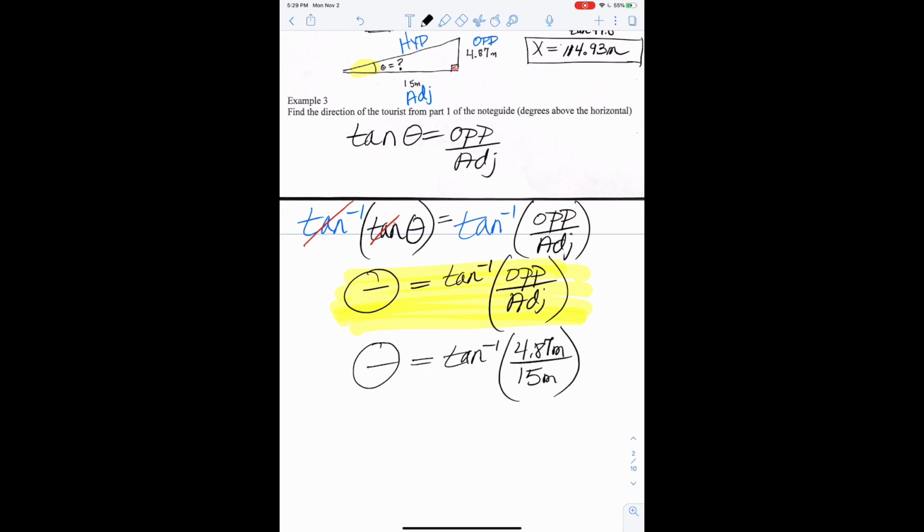If you're ever doing a problem where you have negative signs on your opposite and your adjacent, disregard those, because you don't want those in your tan inverse function. Something else you can notice here is the units you don't have to worry about, because they both cancel away. So we're taking the tan inverse of 4.87 divided by 15. I'm going to plug this in the calculator. Once again, this tan inverse has a button on your calculator or your phone, just like tan has a button.